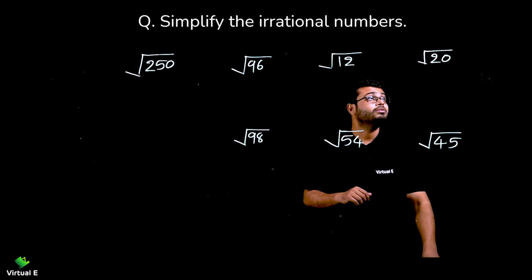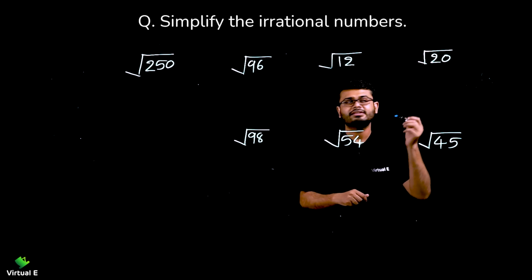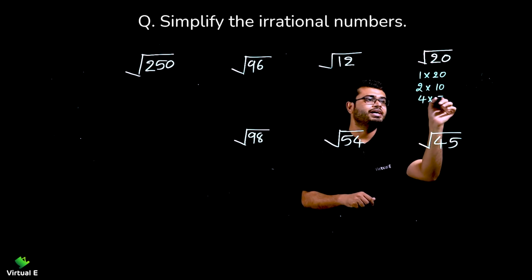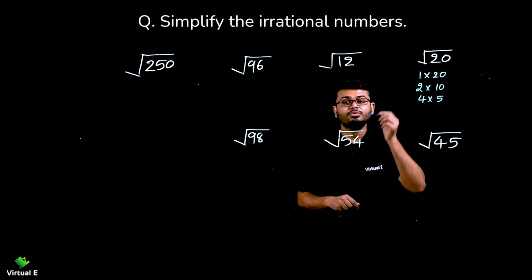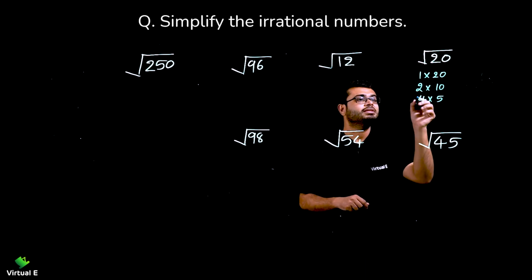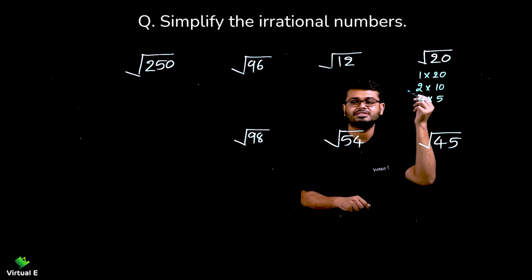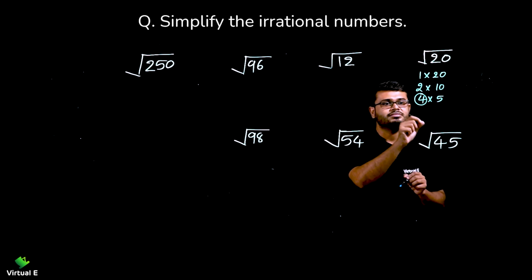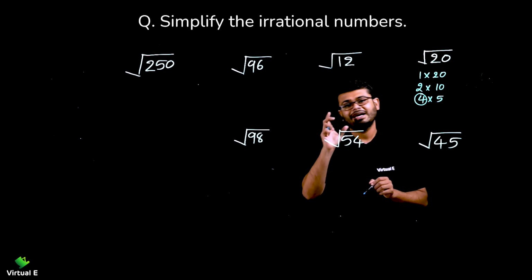Let's talk about the 20. Now factors of 20, there are many. We can say 1 into 20, right? 2 into 10 as well, and 4 into 5 as well, right? So we need to take the factors in a manner that we get the perfect square. Now see, 1 and 20, no. 2 and 10, there is none. 4 and 5, yes, 4 is the perfect square. So we need to choose the factors in terms that we get one of them as much as possible.